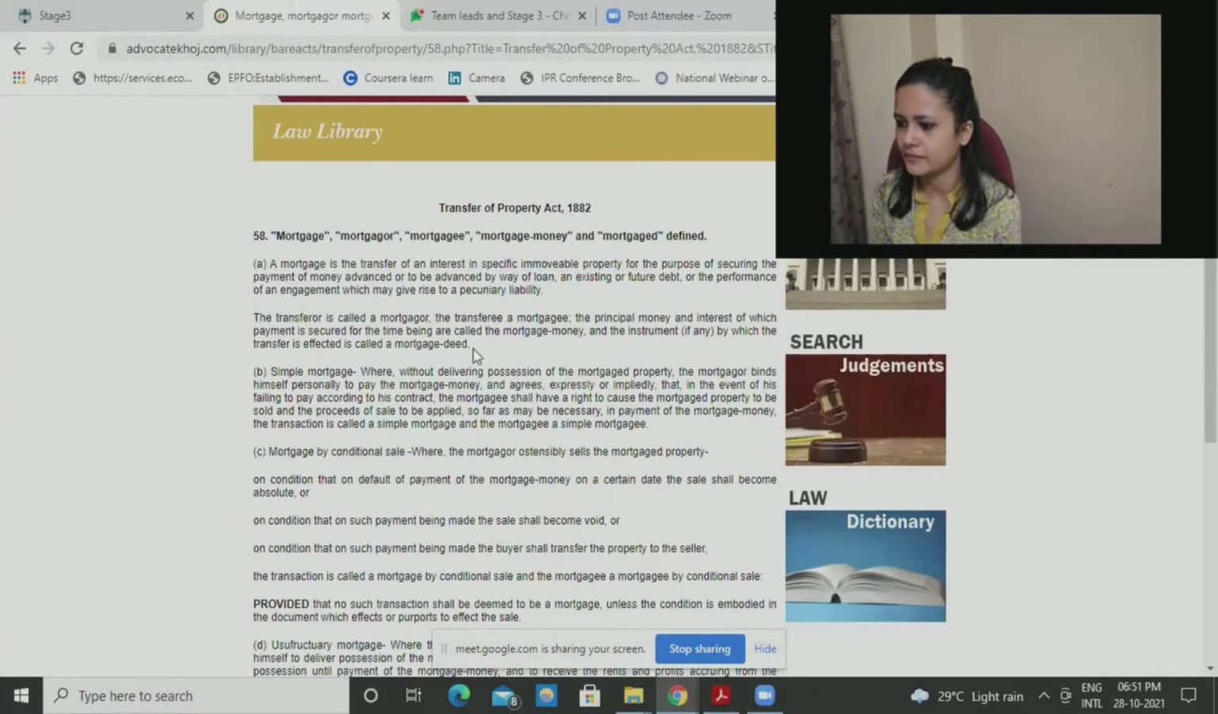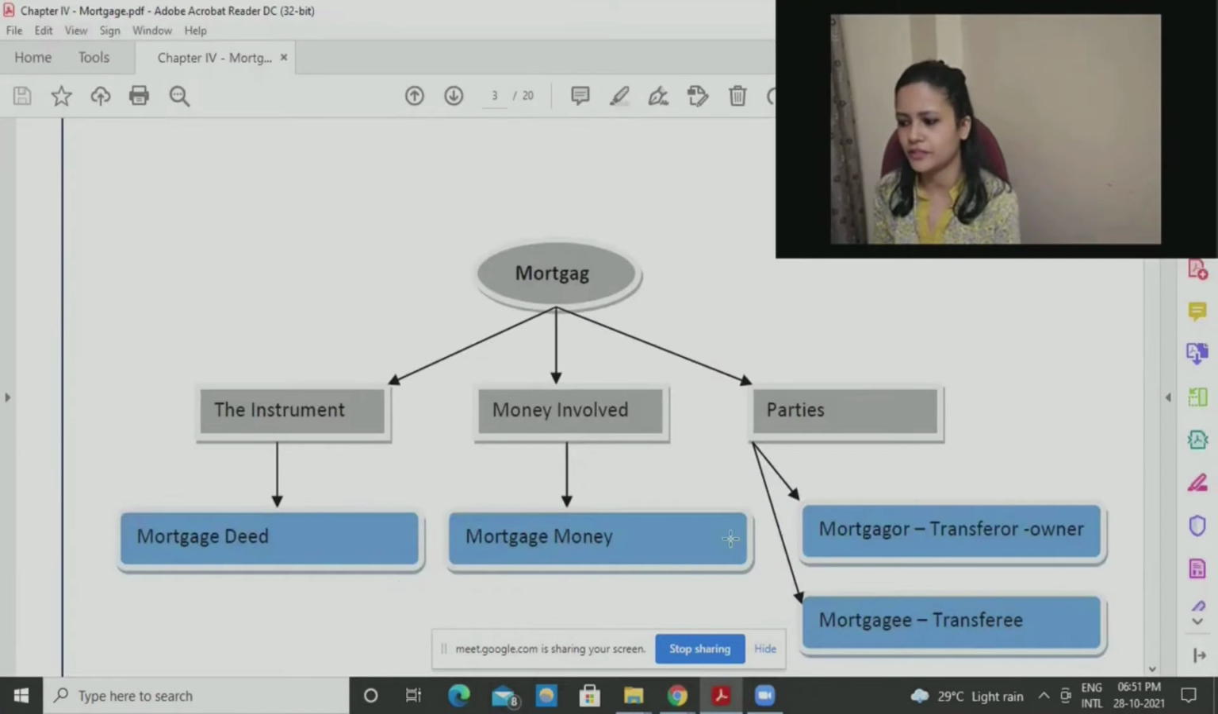So this second part basically provides for the definition of all these different words.